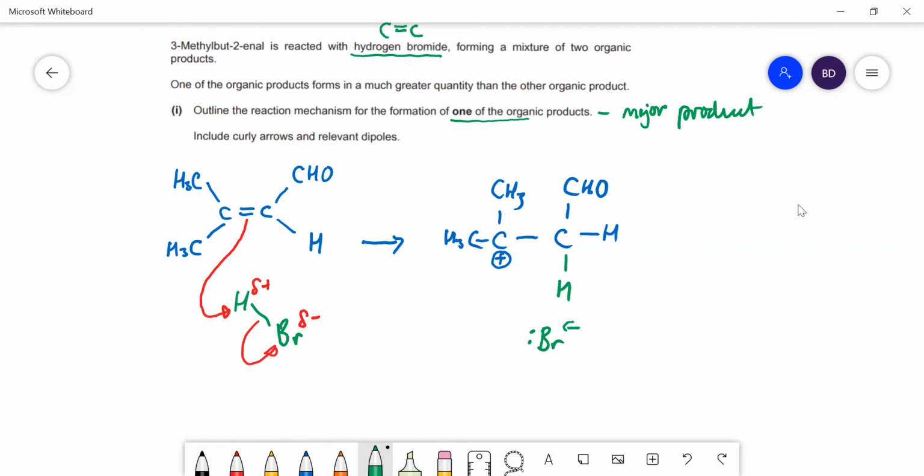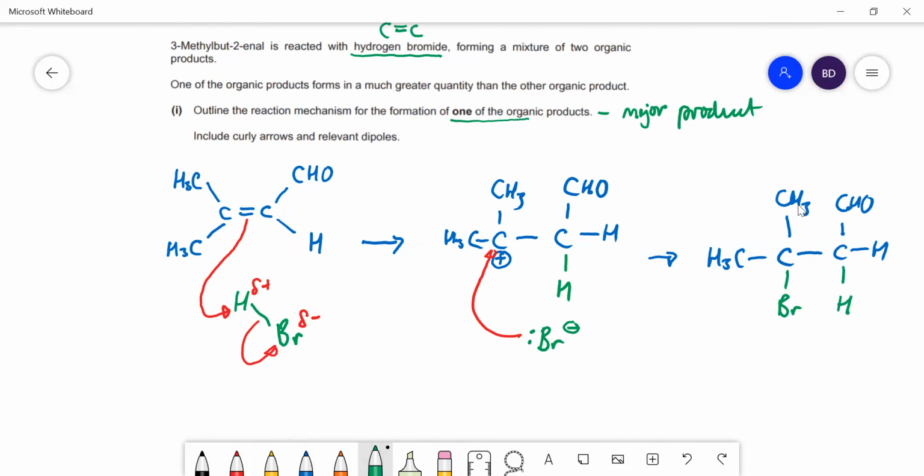Here's our bromide ion. The final step in the mechanism is for that to go to there, and then you form the product. And we've got a Br on there and an H on there. Okay, that is our product.